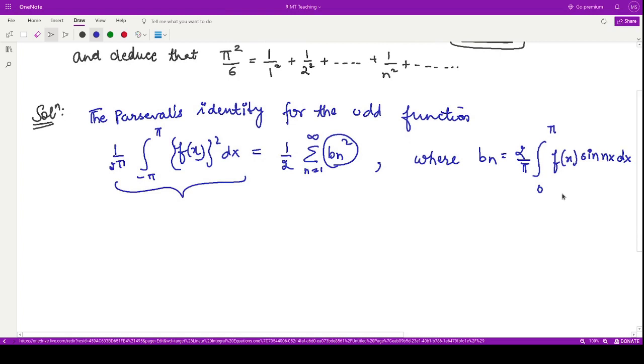So now your function that is given to be f of x is equal to x. Let me first calculate this bn. This bn could be calculated when you substitute the function's value here. The function's value is x. So we have x into sine nx dx. So we have to perform this integration.